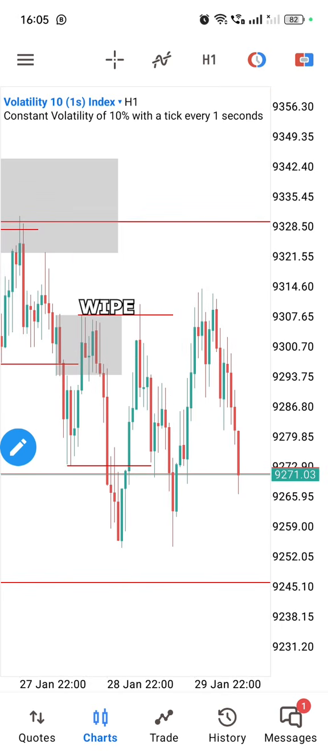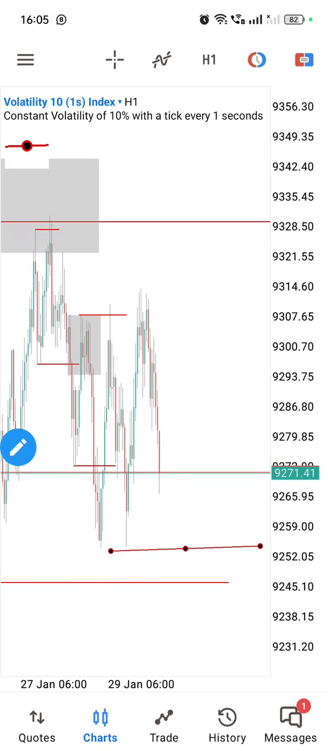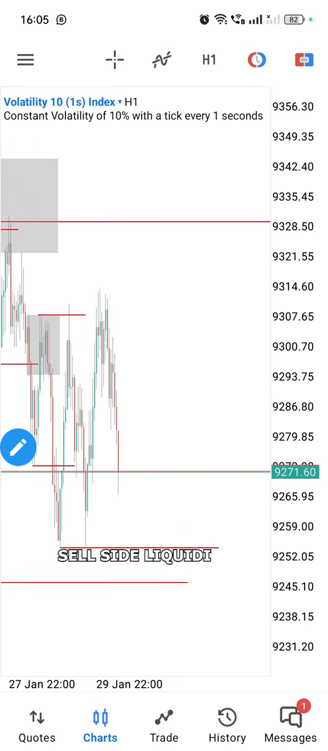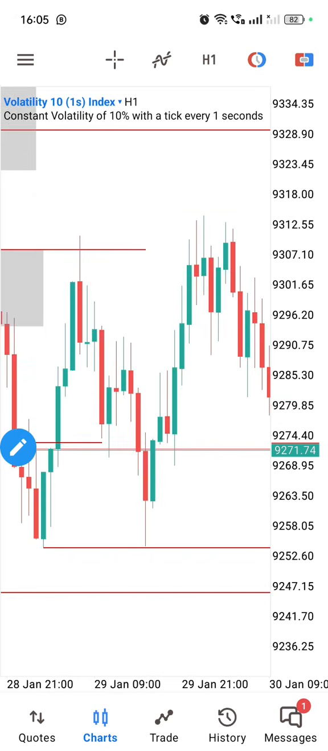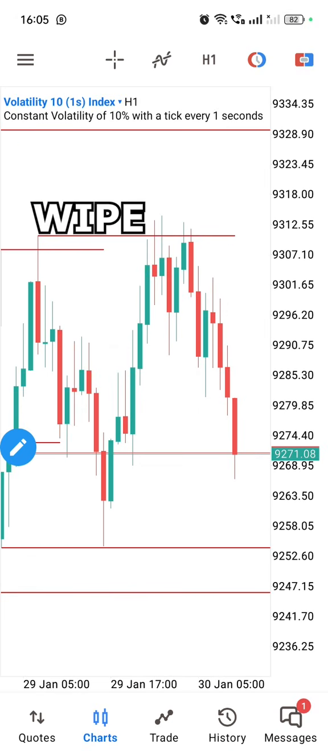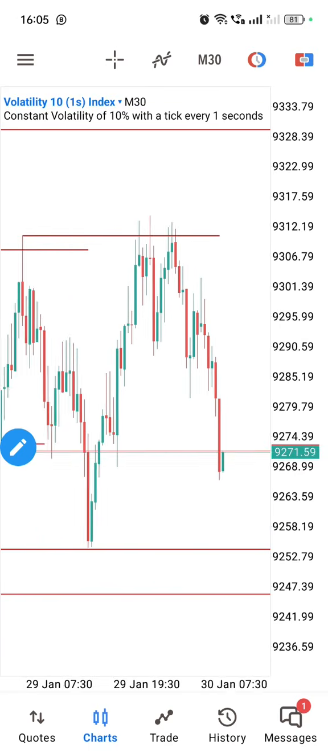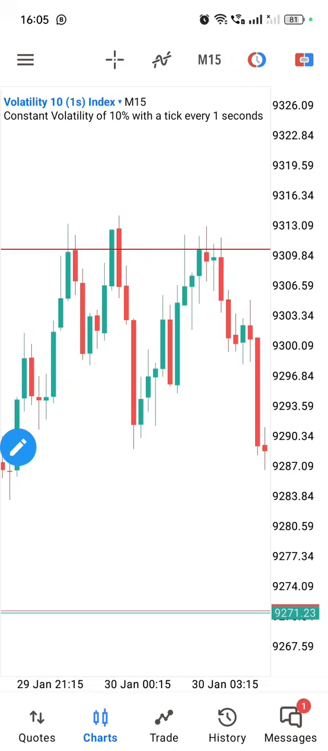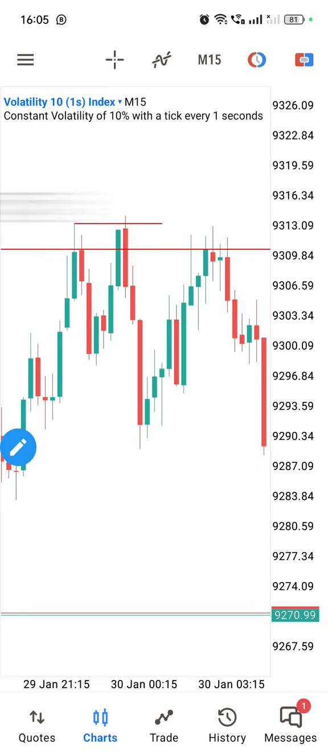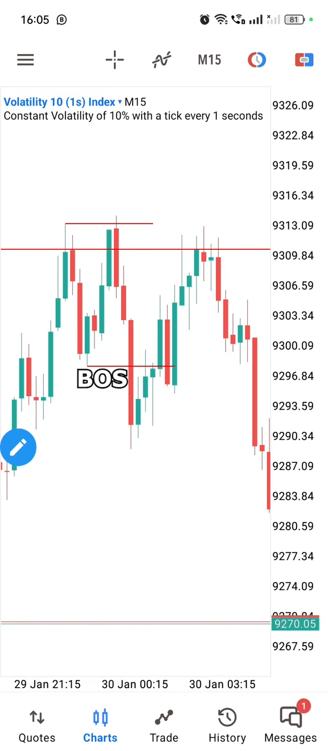It ended up going back to wipe, and this time it failed to wipe the sell side liquidity below that low. Instead, what did it do? It went back to wipe, but now we know for sure it has to shoot down because that wipe was different. It wasn't like the other wipes that it was doing. Inside that wipe, there's another wipe.